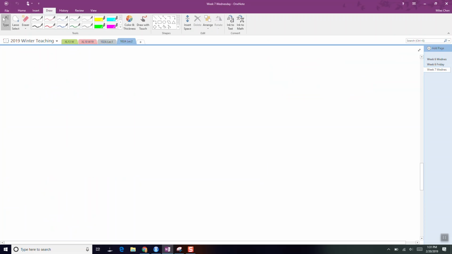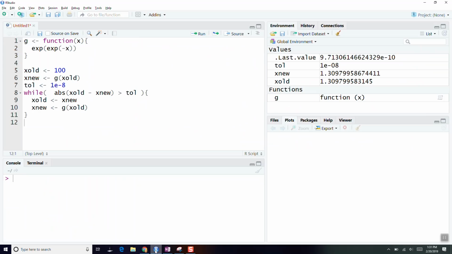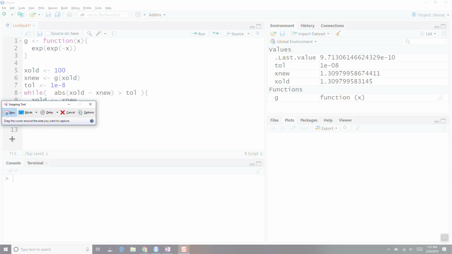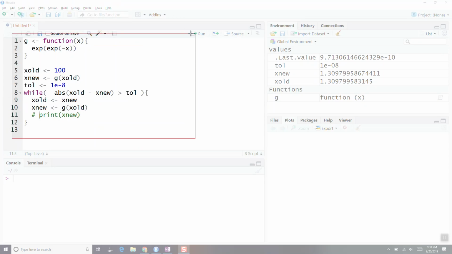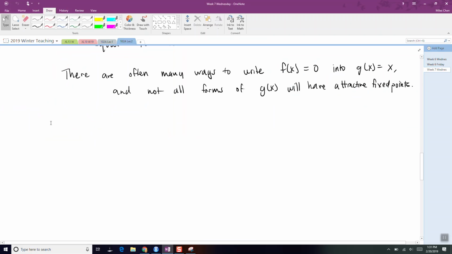So anyway, that's fixed point iteration. So I'll go ahead and copy this code chunk in here. And I don't know how many iterations it runs, but if you wanted to, you could even throw in a print statement to see how it bounces around. So we'll go ahead and throw that into your notes.